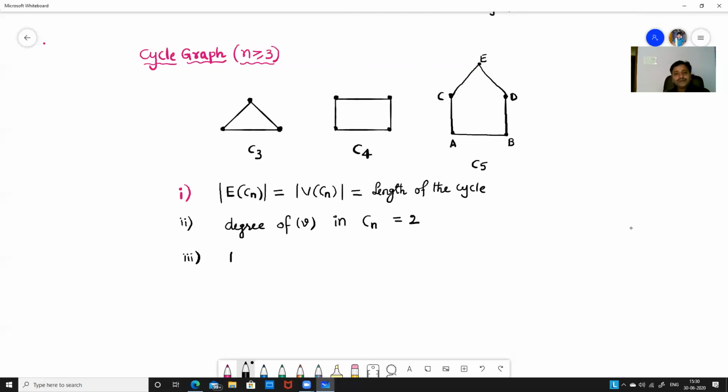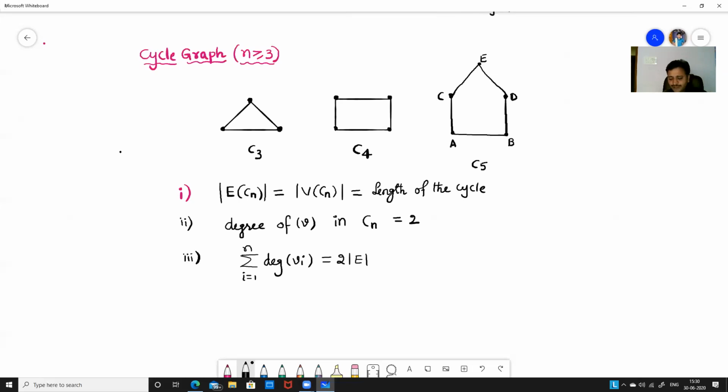You can also do this by using the sum of degrees of vertices theorem. What is the sum of degrees of vertices theorem? It says that the summation, i runs from 1 to n, of the degrees of all vertices must be equal to 2 times the number of edges. That is the sum of degrees of vertices theorem.